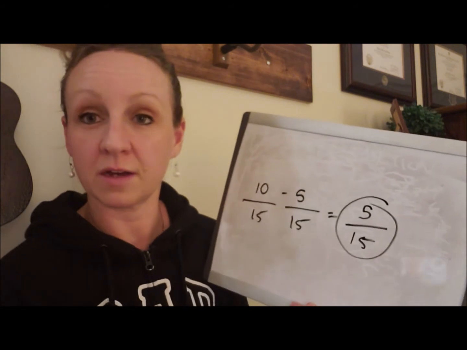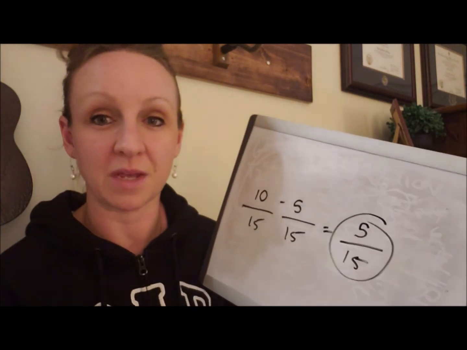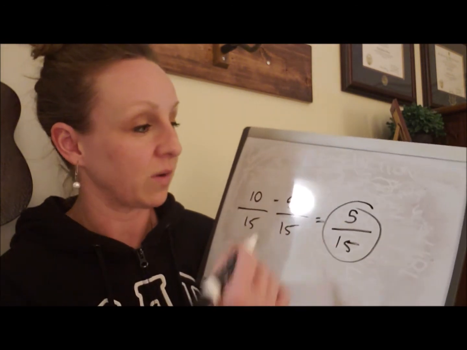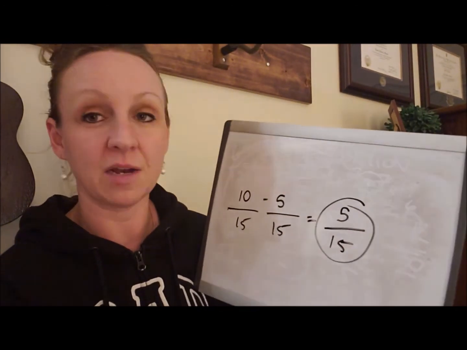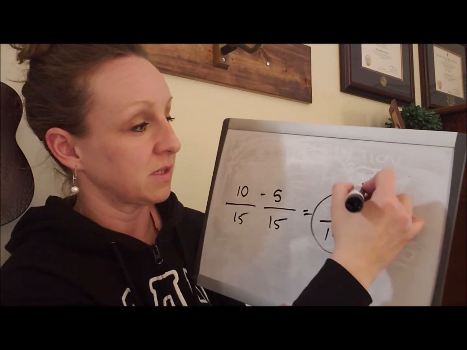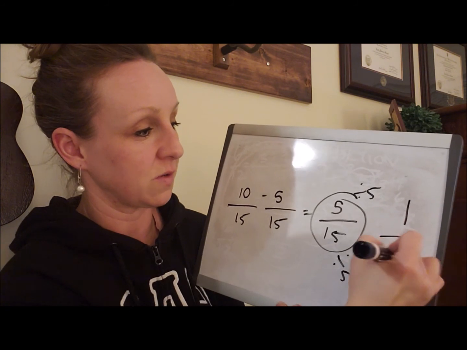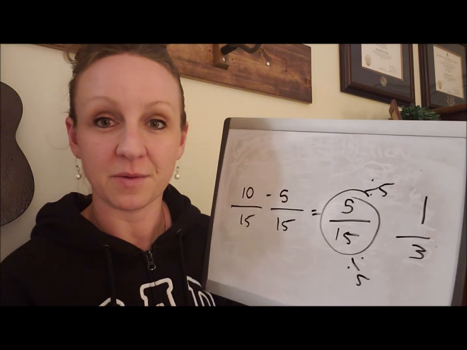Now I'm left with a correct answer. There's nothing wrong with this, but it could be simpler, making it easier for us to understand. So I need to look at a number that goes into the top and a number that goes into the bottom. 5 fits into the top, 5 fits into the bottom. So 5 divided by 5 is 1. 15 divided by 5 is 3. So there we go. Good luck.